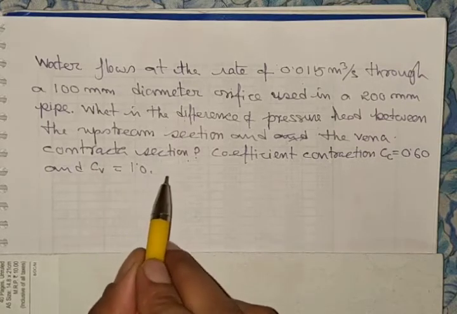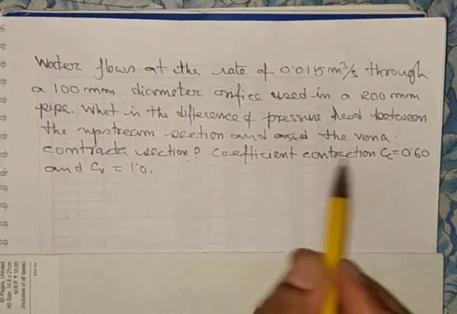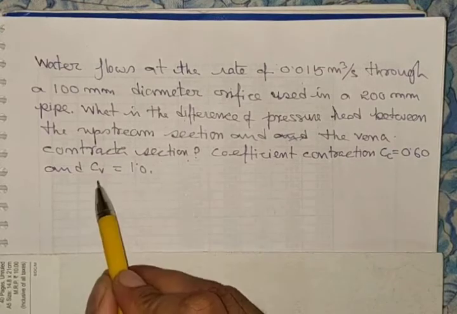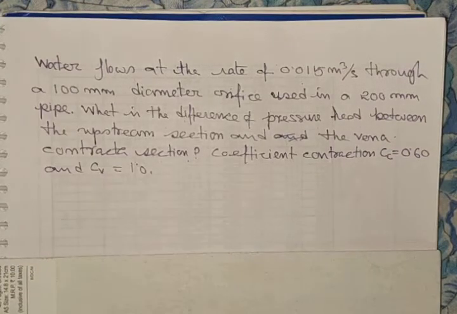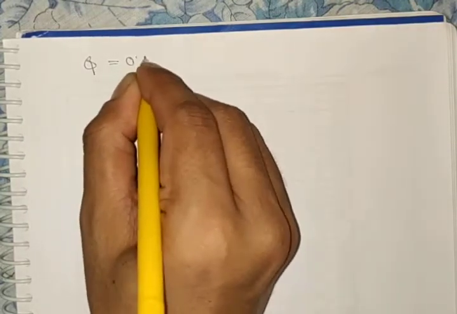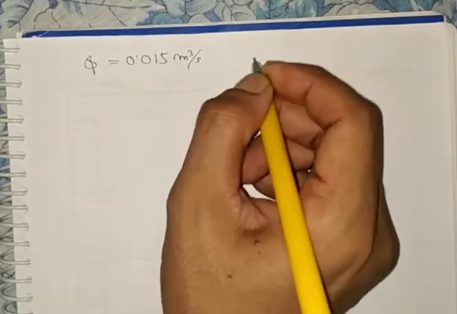So here the coefficient of discharge is not given. With the help of these two, the coefficient of contraction and the coefficient of velocity, we can find out the coefficient of discharge of the orifice meter. The formulas basically used in the venturimeter and orifice meter are the same. So here the discharge is given, that is Q, 0.015 m³/s.